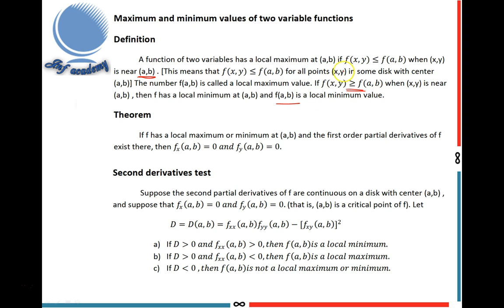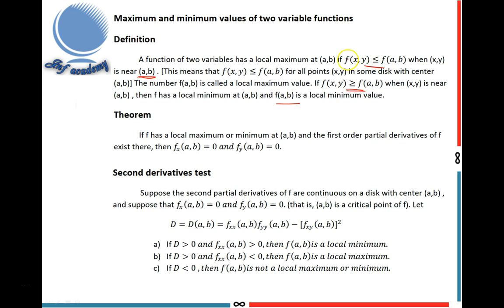Suppose the inequalities in the definition, that is f(x,y) ≤ f(a,b) and f(x,y) ≥ f(a,b), hold for all points (x,y) in the domain of f. Then f has an absolute maximum and f has an absolute minimum at (a,b). This is the only difference between local maximum and absolute maximum.